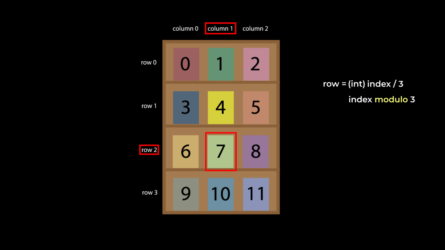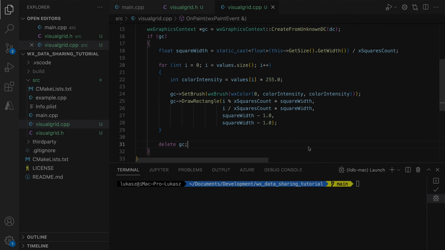Modulo gives you the remainder of the division. In other words, what you need to add to your multiples of 3 to get to the original number. And that's your column index. The same applies to converting a one-dimensional array into a 2D representation.